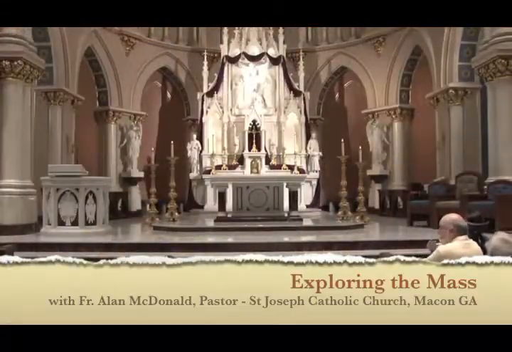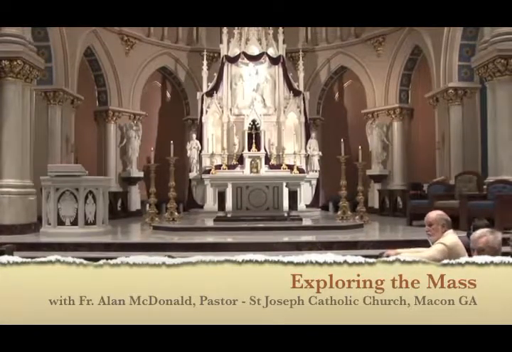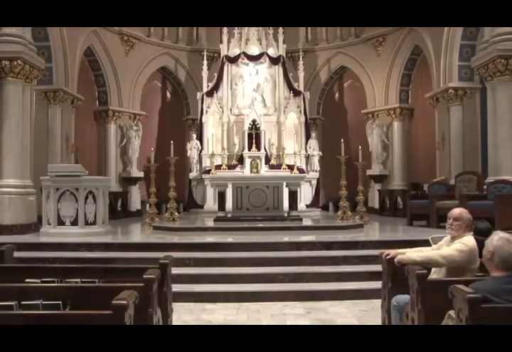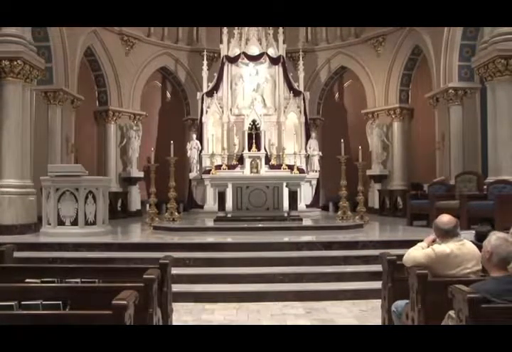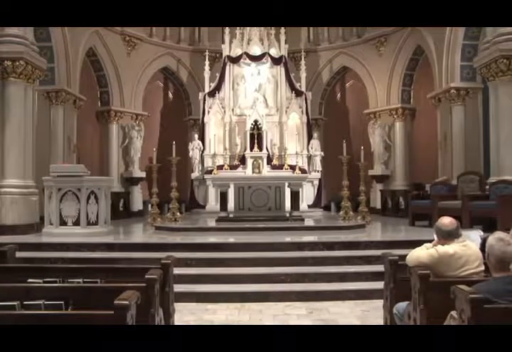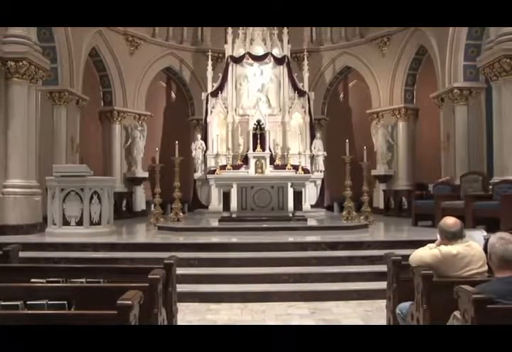I want to tell you that the type of Mass that we are celebrating is a daily Mass without singing, also known as a low Mass, because of no singing. The priest and server will come from behind the altar. When we come out, we will reverence the altar, which is a symbol of Christ and the people of God gathered around Christ. And then the priest will bow to the altar and then kiss the altar, which represents Christ.